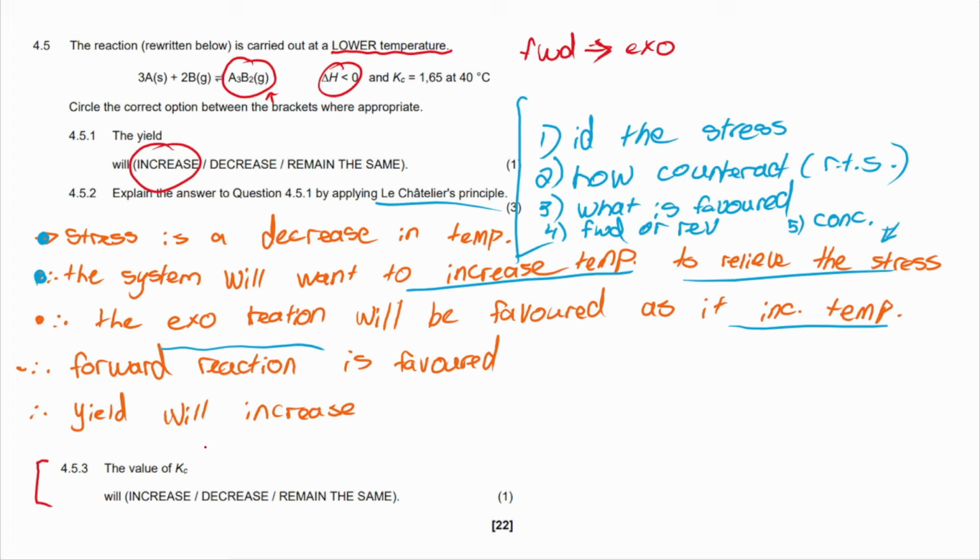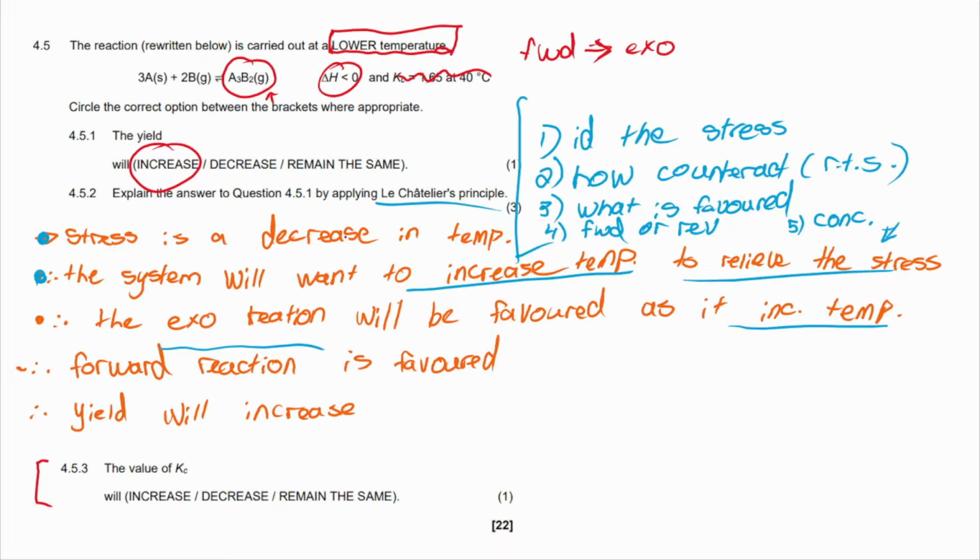Kc is temperature dependent, so don't let it fool you. Here is just Kc at a certain temperature. They're just saying that at 40 degrees, we know Kc is that. But we know Kc is going to change because there's a change in temperature. So it will no longer be this.